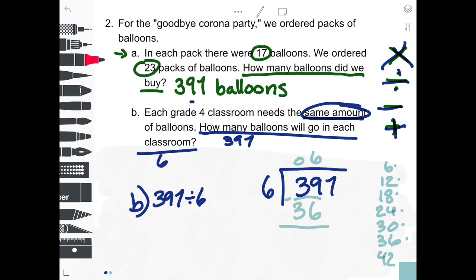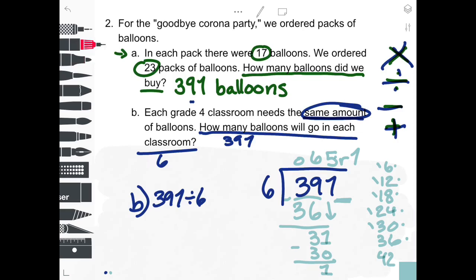6 times 6 equals 36. I need to subtract. 39 minus 36 equals 3. Bring down the 1. How many 6's go into 31? Well, again, I can look at my skip counting. 1, 2, 3, 4, 5. So I put 5 up here. 5 times 6 equals 30. 31 minus 30 equals 1, and I have nothing left to bring down. So this would be remainder 1.